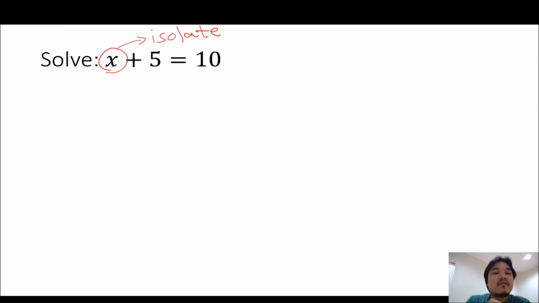If you will notice, we have plus 5 on the left-hand side of the equation. To remove plus 5, we need to apply the inverse of plus 5, which is minus 5. So we will subtract 5 on both sides of the equation. Why on both sides of the equation? Because we want to maintain the balance.